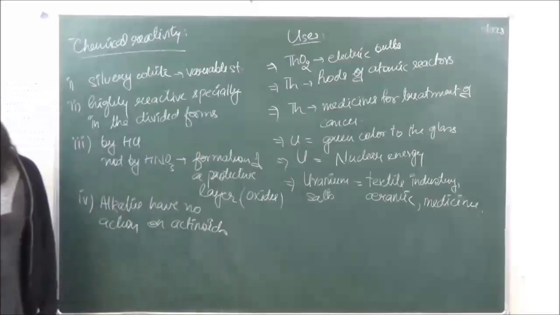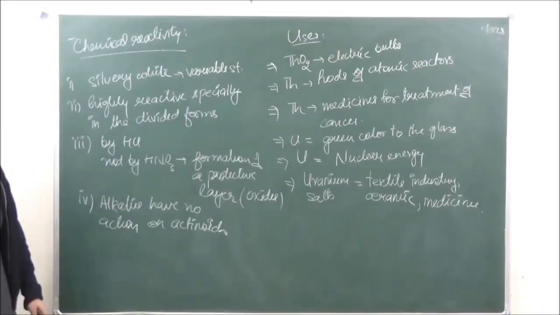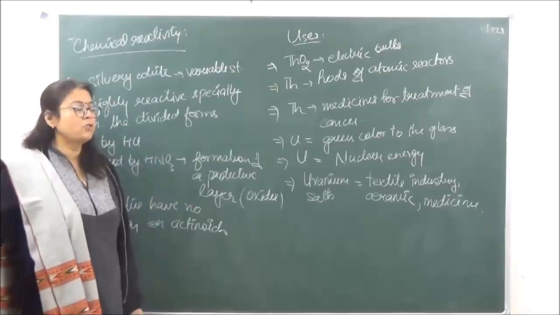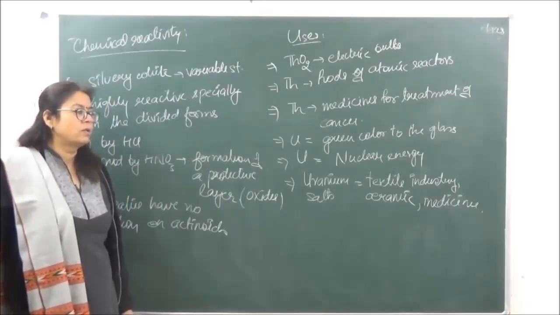So with this we finish our chapter, which is the d and f block. The next chapter which we are going to begin is unit 9, coordination chemistry. Okay?